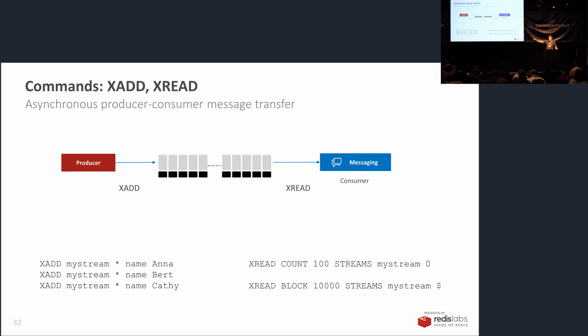And then on the right here, you're going to read, and you're going to say, hey, I want to read one, up to 100 entries from the stream called my stream. And I'm going to start with 0, start at the very beginning. You can actually request data from more than one stream at a time. That's why the streams keyword is there, because after that you can list many names of streams, and that's because a stream might not have anything, but another stream you're looking for might, and you just don't want to make multiple requests.